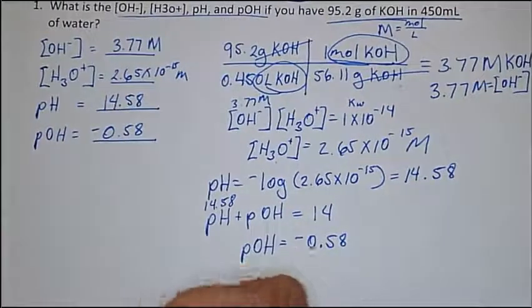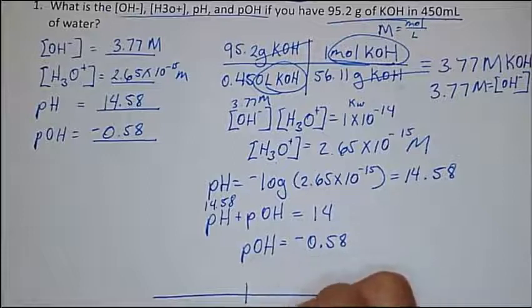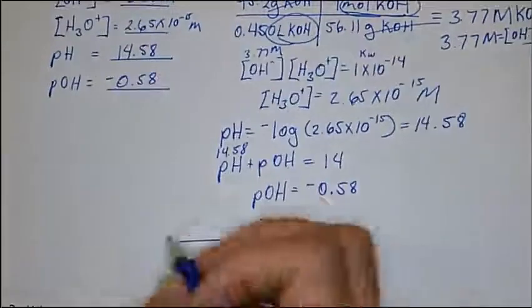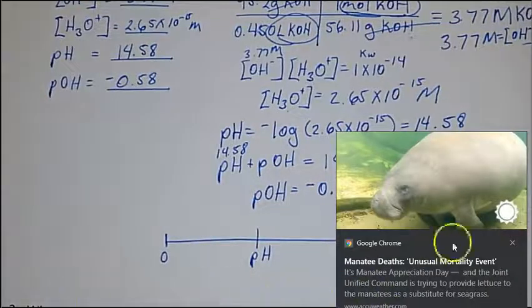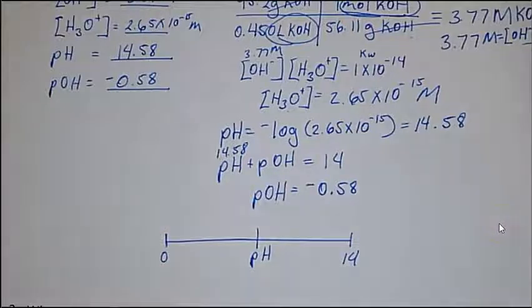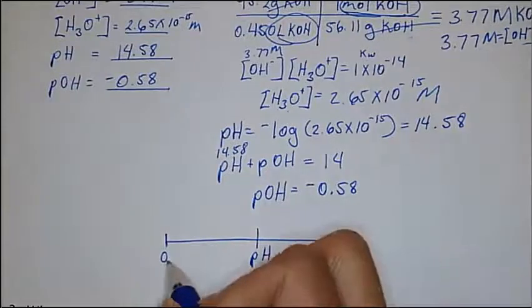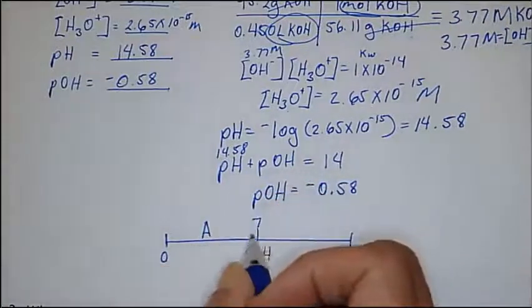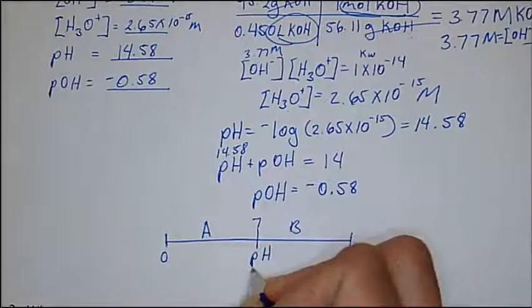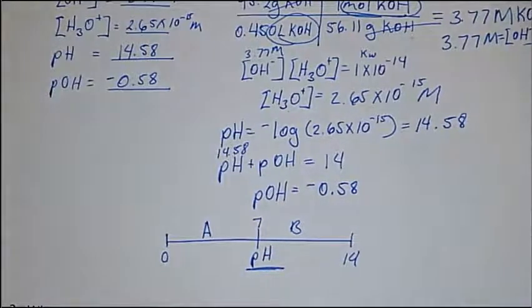Now you want to keep this in mind because if you have a scale, if you have a pH meter that goes from 0 to 14, keep in mind that from 0 to 7, this would be the acid. And from 7 to 14, that would be the base for your pH meter. And this is where you have a high hydronium concentration. This is where you have a low hydronium concentration.